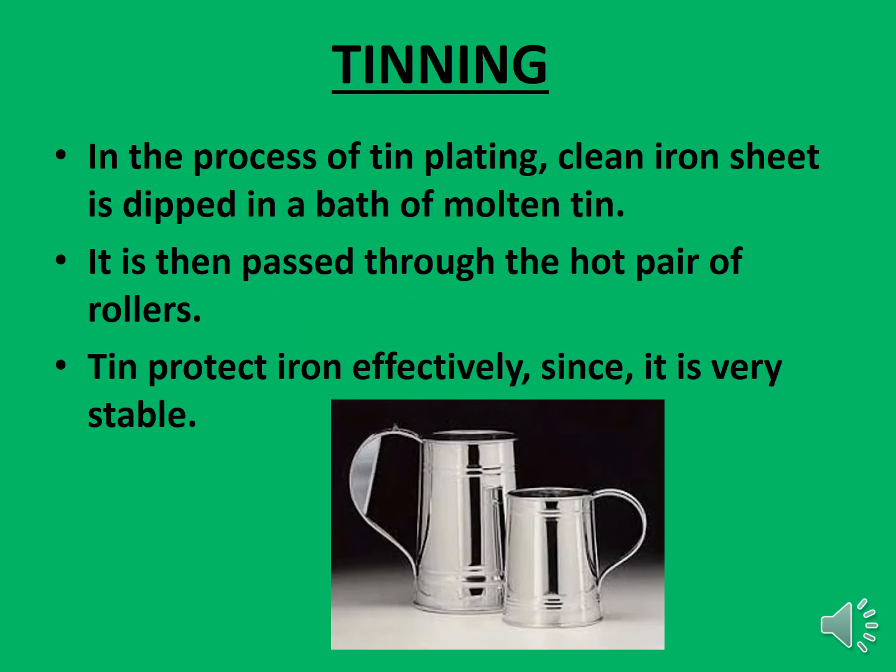Tinning is the next method of corrosion prevention. In this method we plate tin metal on the surface of any other metal. In this process of tin plating, a clean iron sheet is dipped in a bath of molten tin, and it is then passed through a pair of rollers. And tin protects the iron effectively since it is very stable.